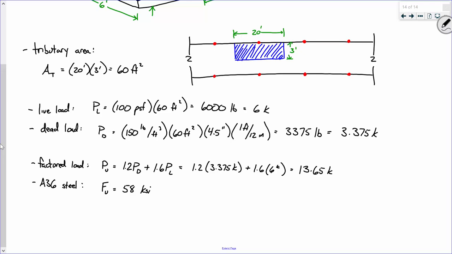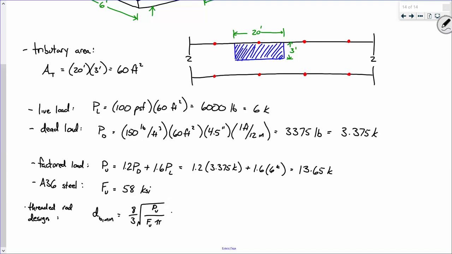All right. So if we've got a factored load and we have a tensile stress, the threaded rod design is incredibly simple. All we do is this. So for threaded rod design, I think I can fit everything right here. We just do the following. The minimum bar diameter has got to be as follows: the square root of 8/3 P_u over F_u pi. And that's it.